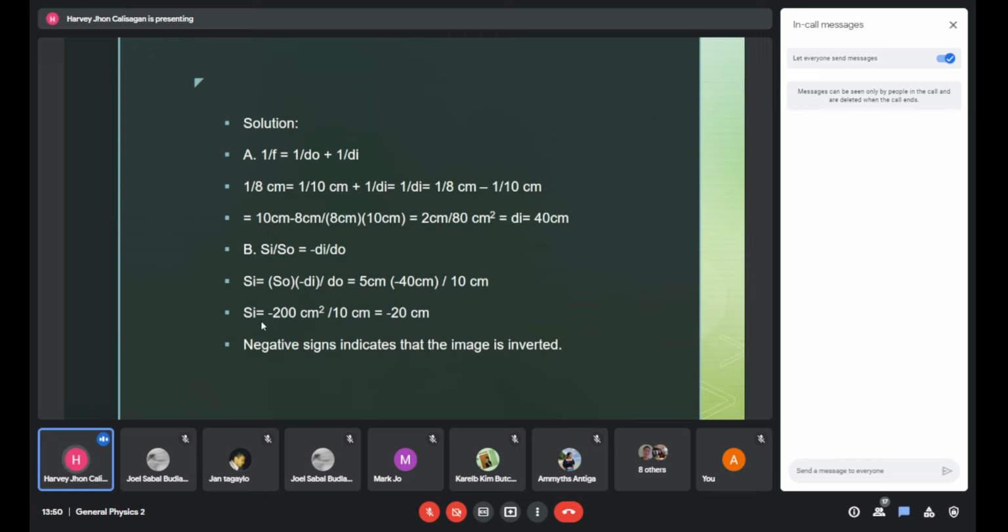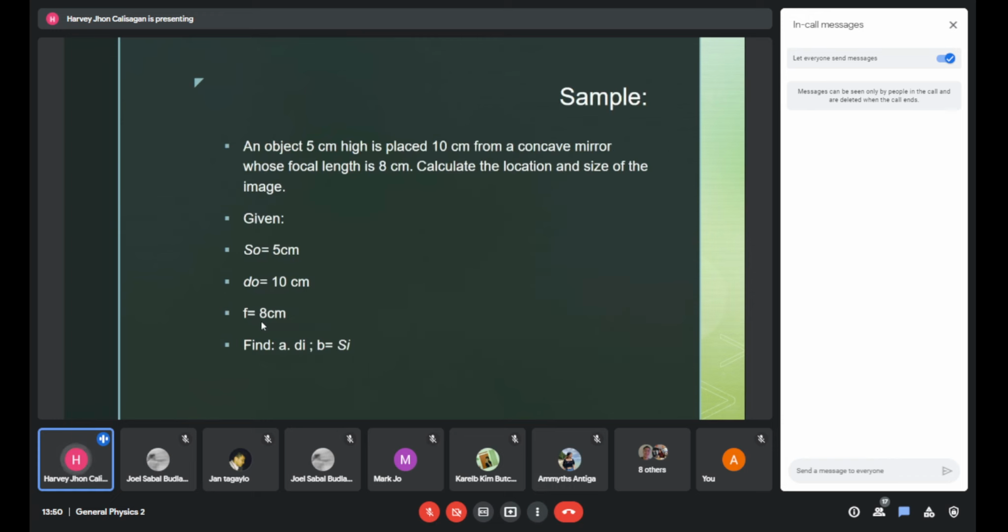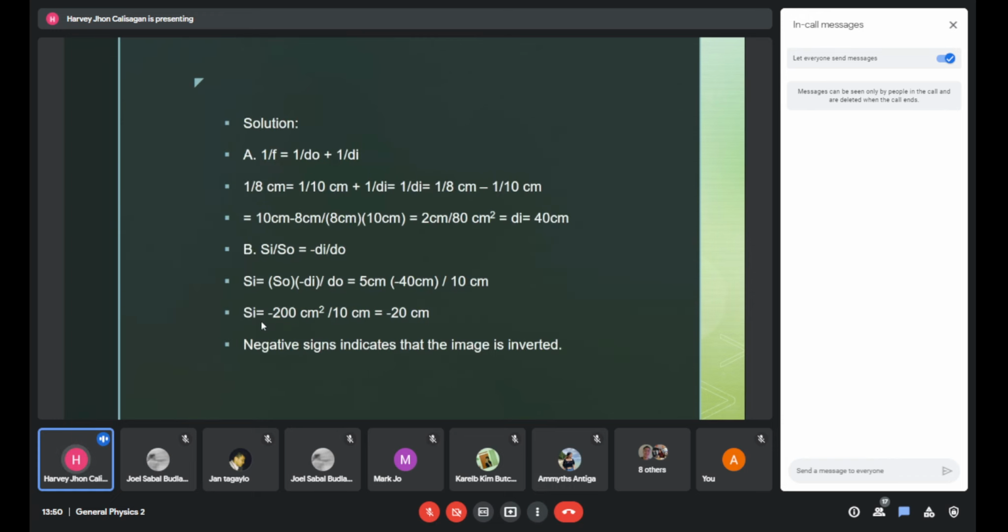The negative sign here will indicate that the image is inverted. Meaning it is a concave mirror, and our image here is, let's try to find out. Okay, we have a vertical image that was formed in a concave mirror.